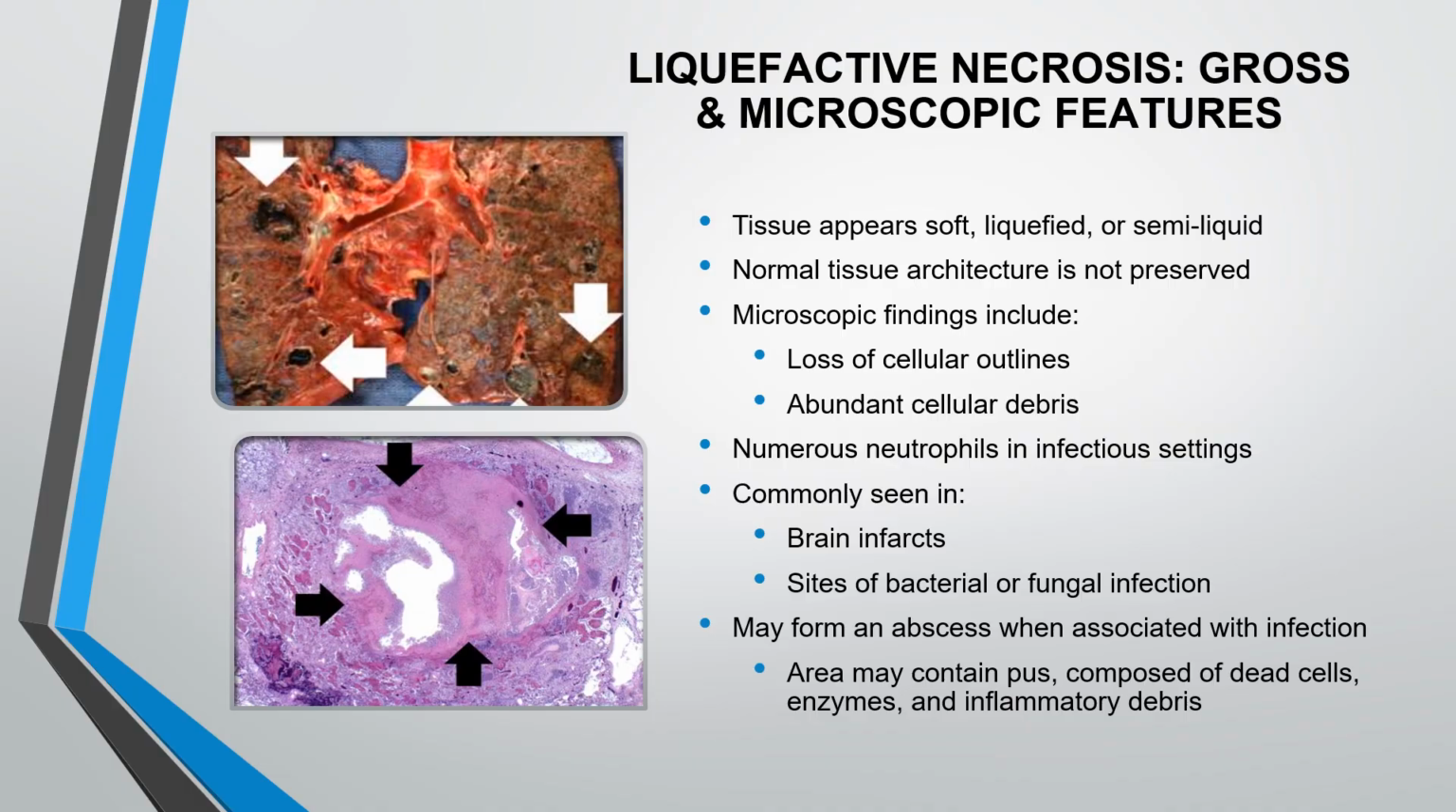This slide shows you what liquefactive necrosis looks like at both levels. Grossly, the tissue appears soft and semi-liquid. There's no firmness, no structure. Microscopically, cellular outlines are lost. There's abundant debris. In infectious settings, you'll see tons of neutrophils. This pattern is commonly seen in brain infarcts and sites of bacterial or fungal infections.